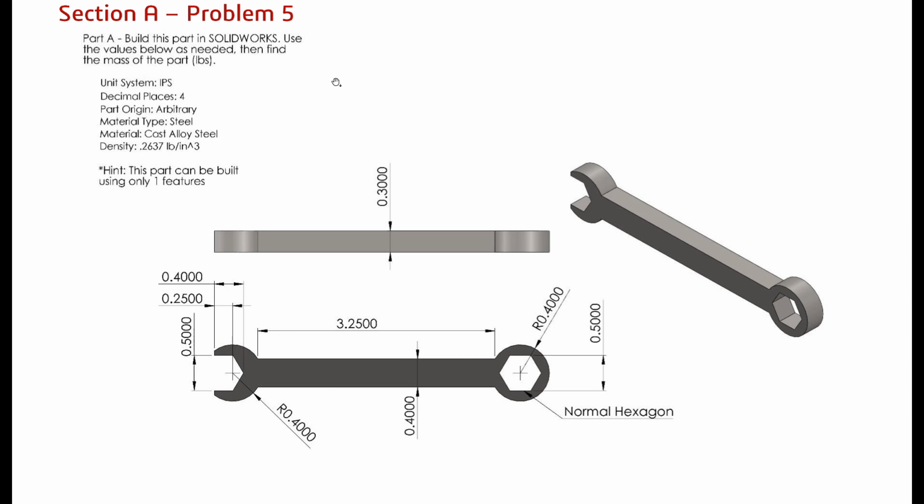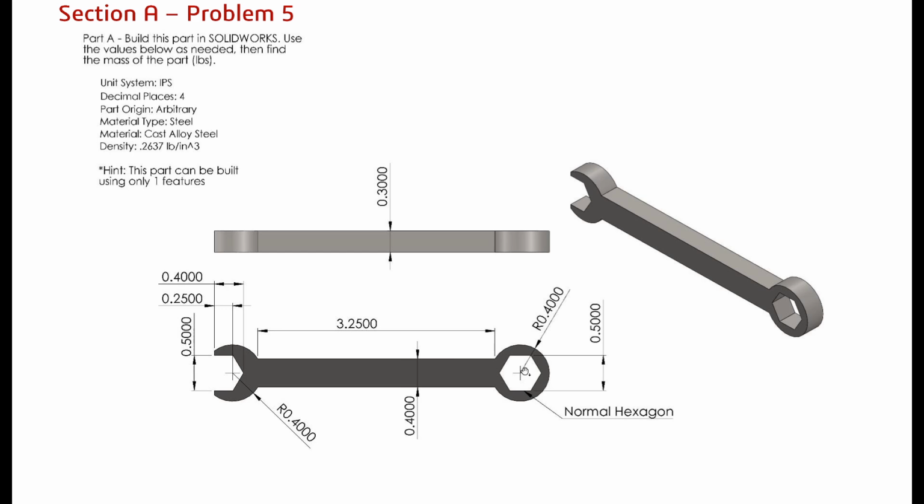Part A, build this part in SolidWorks. Use the values below as needed, then find the mass of the part in pounds. Okay, so first things first, we know that we need to switch our unit system to pounds, since I don't normally use it. Okay, everything seems cool. Hint, this part can be built using only one feature.